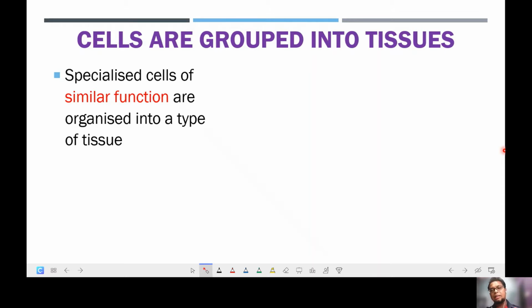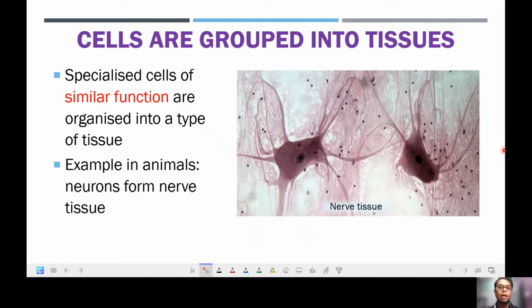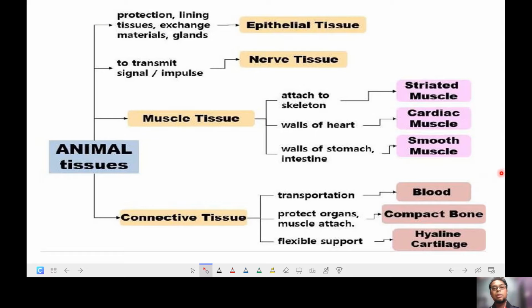When we talk about multicellular organisms such as animals and even humans, there will be many cells that have similar functions, and these cells will be organized, grouped into a specific type of tissue. For example, in animals, neurons, or cells that are involved in transmitting information in the form of impulses, will be grouped together to form the nerve tissue. And so, these are the animal tissues that we need to learn.